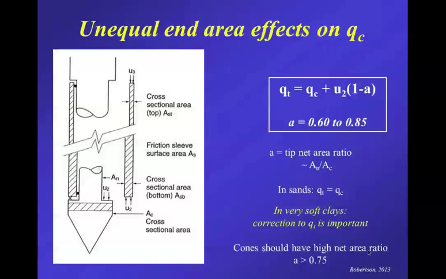So ideally, cones should have a high net area ratio, up around 0.8, so that the correction is 20% of the water pressure. Now some manufacturers have cones where the net area ratio is down as low as 0.6, and so 1 minus 0.6, of course, is 0.4, so you're making a 40% correction of the water pressure, which is double what it is if it's 0.8. So ideally, you want cones that have a high net area ratio so that the correction is a little bit smaller. But the key is, as long as you measure the water pressure, you can make that correction. Of course, if you're not measuring the water pressure, then you can't make that correction, and therefore QC is not as accurate as QT.